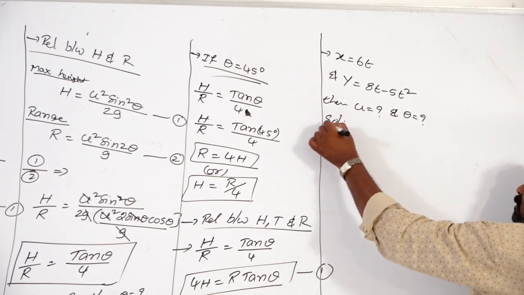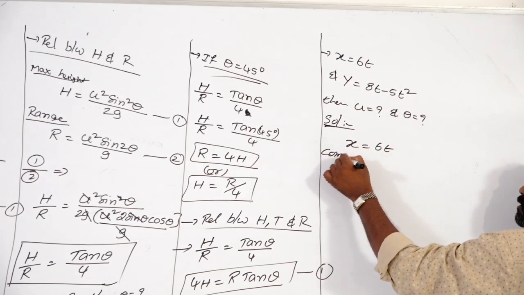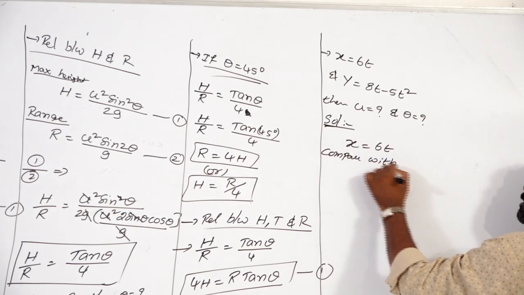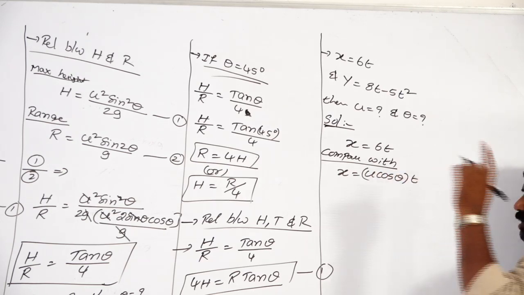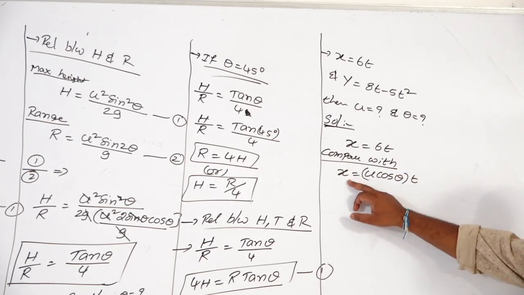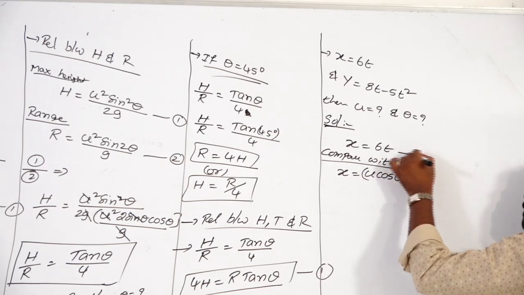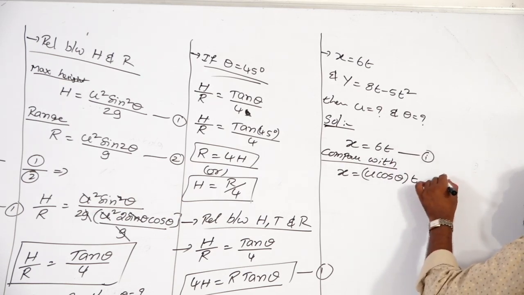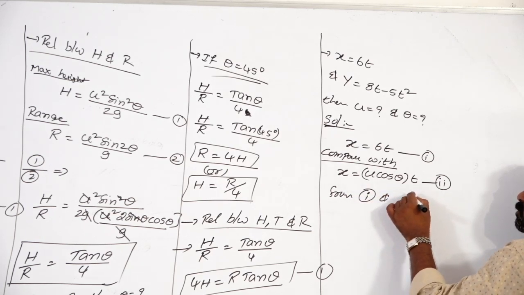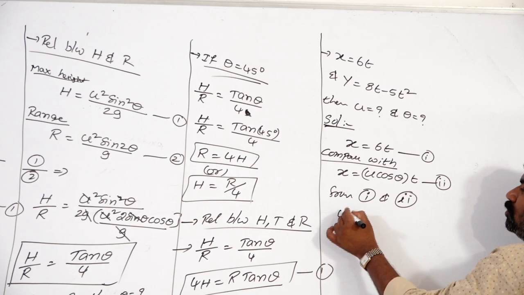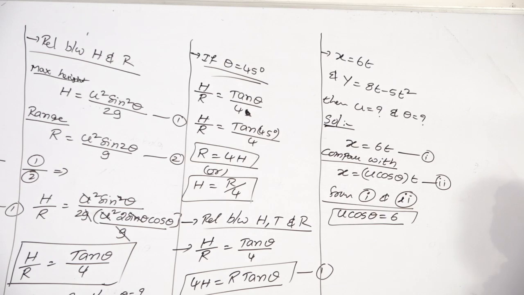Here x is given as 60t, compare with x is equal to u cos theta into t. In projectile motion, what is the formula for horizontal distance traveled in t seconds? x is equal to u cos theta into t. Here from 1 and 2, u cos theta is equal to 6.